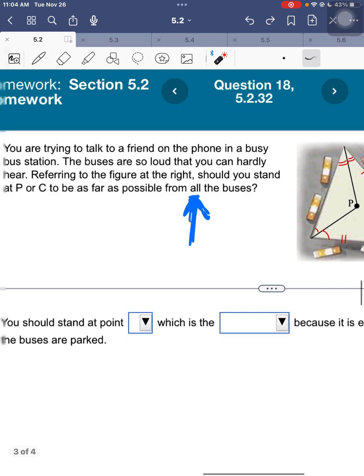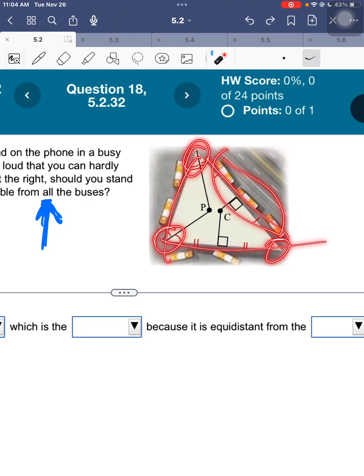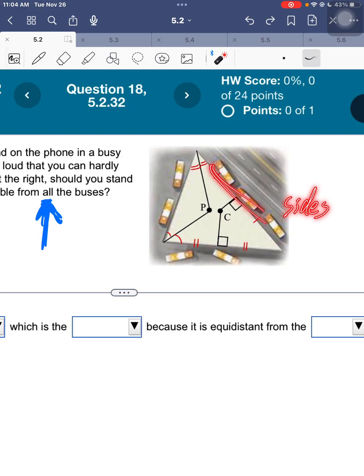If I want to be as far as possible from all the buses, that means I want to be an equal distance away from all the buses, correct? Where are the buses? Are they on the vertices of my triangle or on the sides of my triangle? They're on the sides, guys. So if the buses are on the sides of the triangle, I'm going to want to find a spot where I'm as equally away from the sides as possible.